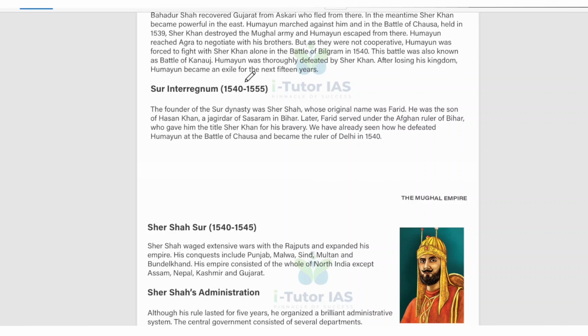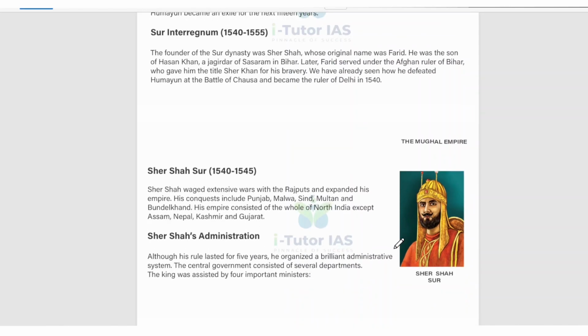The Sur dynasty's time was 1540 to 1555. The picture of Sher Shah Sur is here. Sher Shah waged extensive war with the Rajputs and expanded his empire, and his conquests include Punjab, Malwa, Sindh, Multan, and Bundelkhand. You just pinpoint these areas in your map study. His empire consisted of the whole of North India except Assam, Nepal, Kashmir, and Gujarat. So that is the time period of Sher Shah Sur.